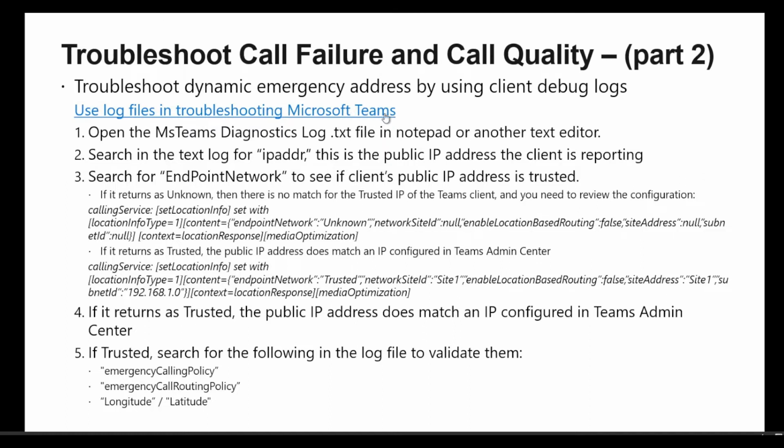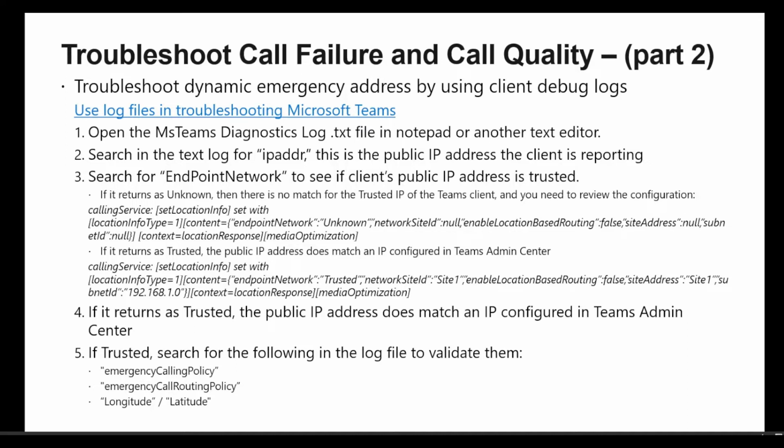So once you have the log files from a client, you go to the MS Teams diagnostic log text file, open it up, and look for the IP address. Oops, I progressed, sorry. Look for the IP address there. The IP there will tell you the public IP that the client is reporting to the service. Then look for the endpoint address, and the endpoint address will tell you if that public IP is a trusted IP, because then it will match to a site. And there's an example here of what it looks like if that doesn't happen.